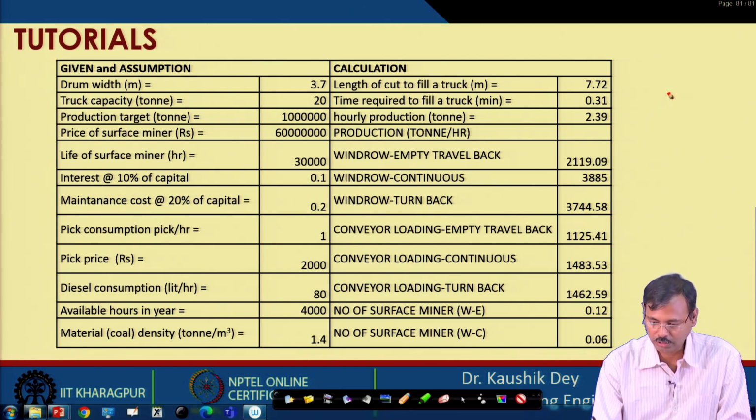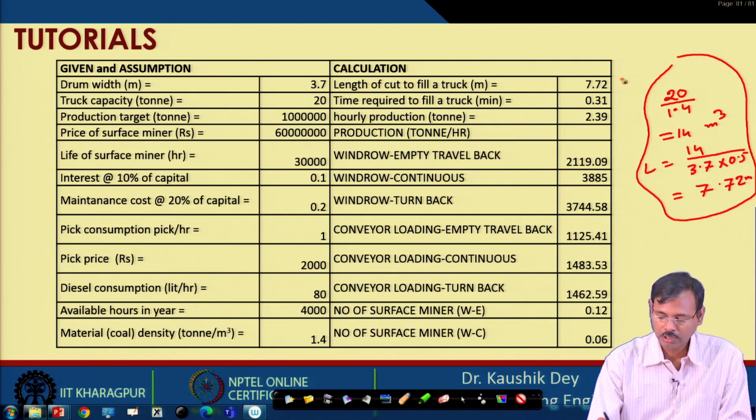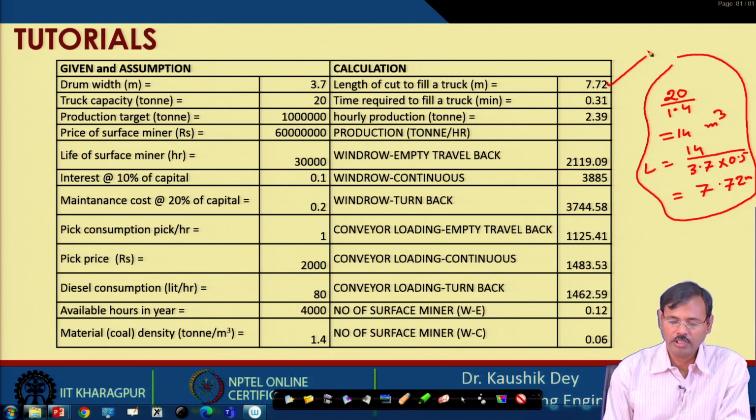So, the truck capacity is 20 ton, material density is 1.4. So, it is coming around 14 point something meter cube. Now, for achieving this meter cube, our length required is 14 divided by 3.7 into 0.5. So, that is why this is coming close to 7 meter. So, 7.72 meter is coming the length of cut required to fill a truck.